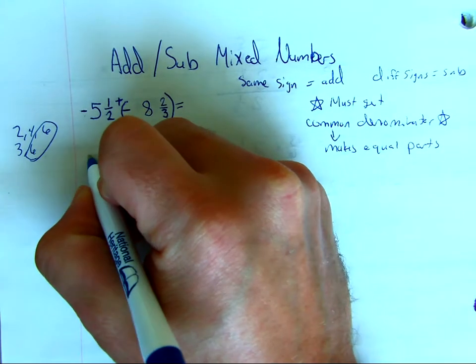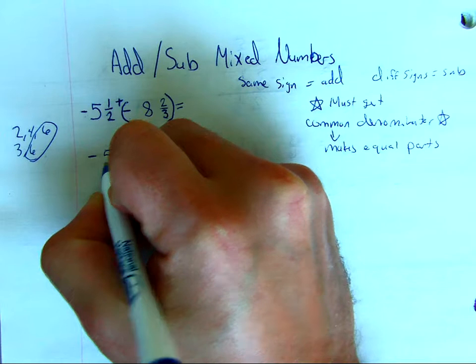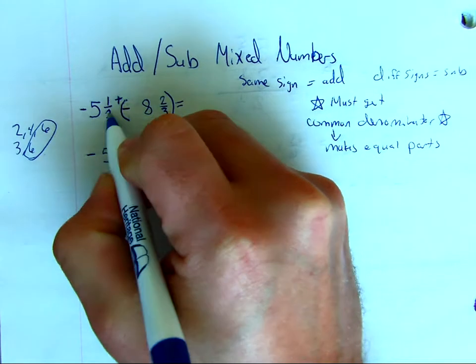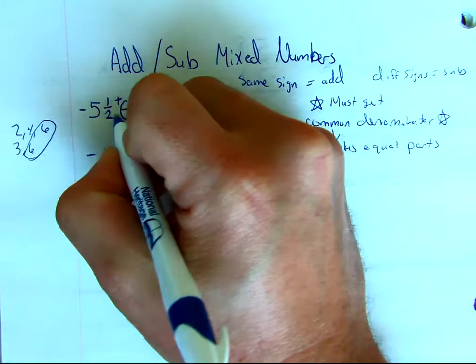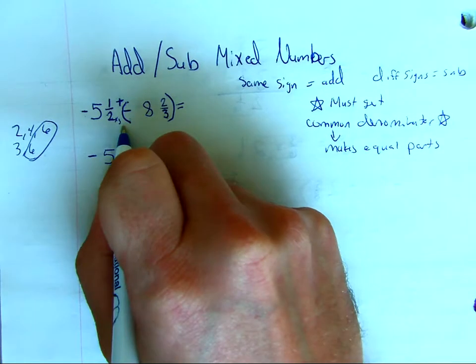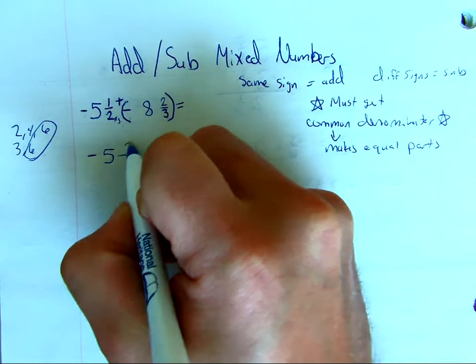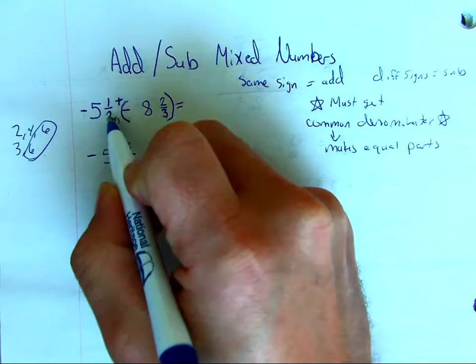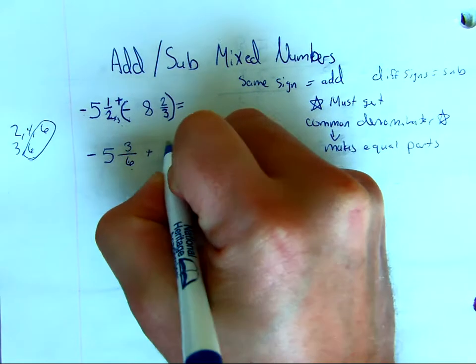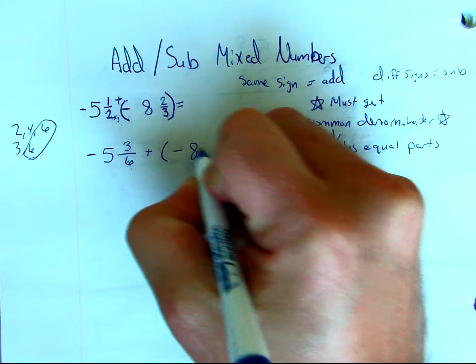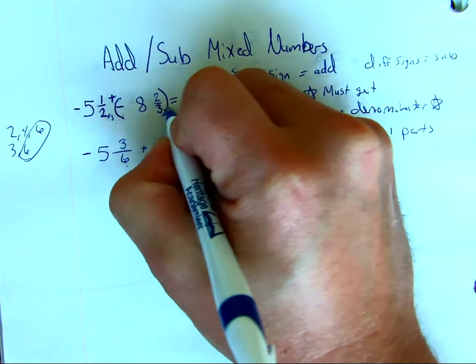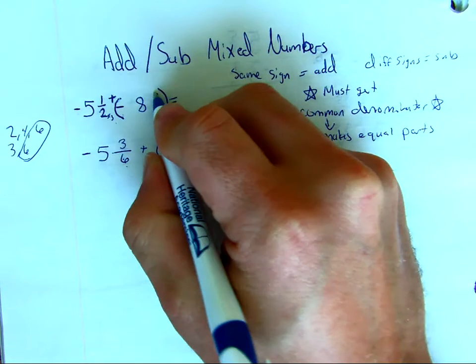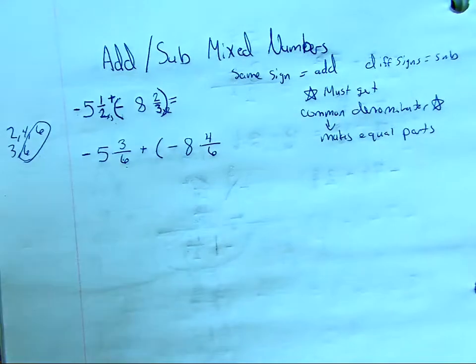So I would say negative 5, and how many out of 6? Well, 2 times 1, 2, 3 makes 6. So I did times 3. 1 times 3 makes 3. 3, 6. 3 is half of 6. Half. Makes sense. Plus a negative 8 1/6. Well, that's times 2. 3 times 2 makes 6. So 2 times 2 makes 4.